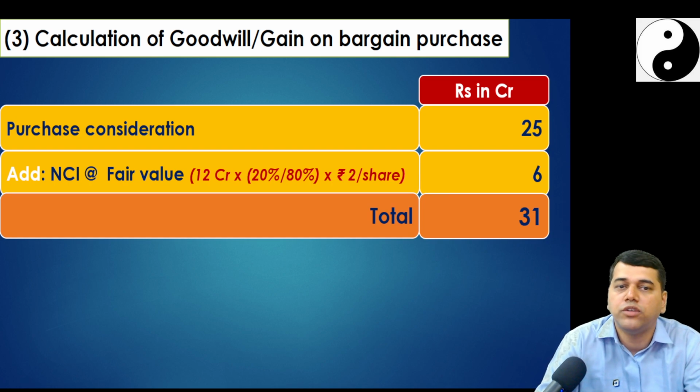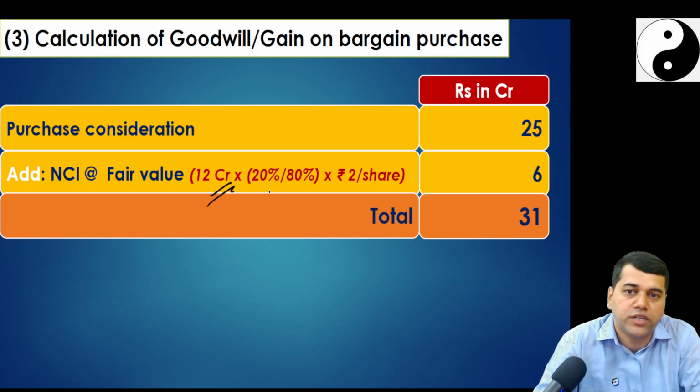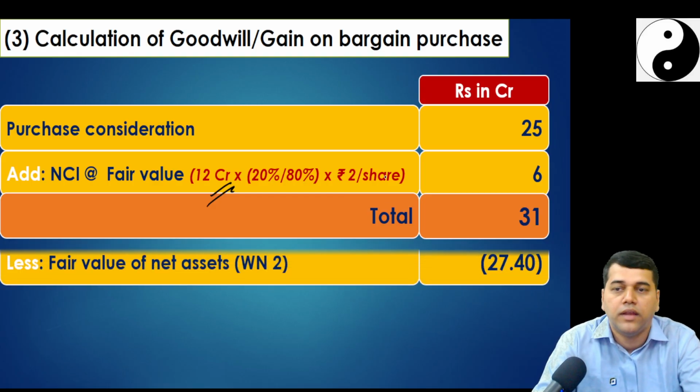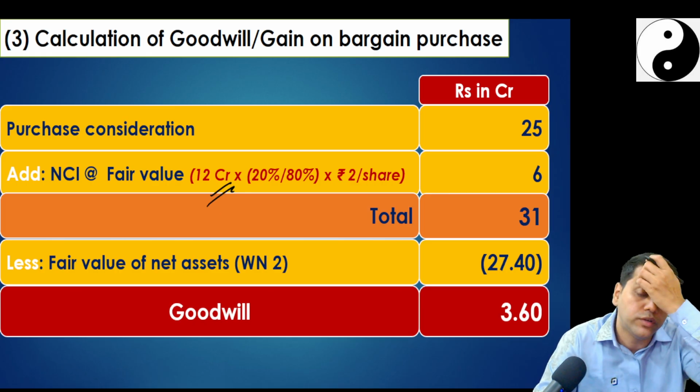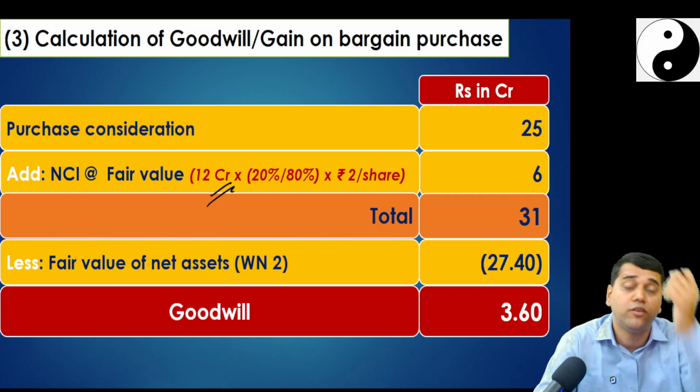Now, goodwill calculation, have you done it? Yeah, 25. NCI is how much? 6. 12 crore number of shares for 80%, so 20% is how much, into 2 rupees per share. And with the fair value of net assets from working note 2, you will get a goodwill of 3.6. Anybody got any different number?